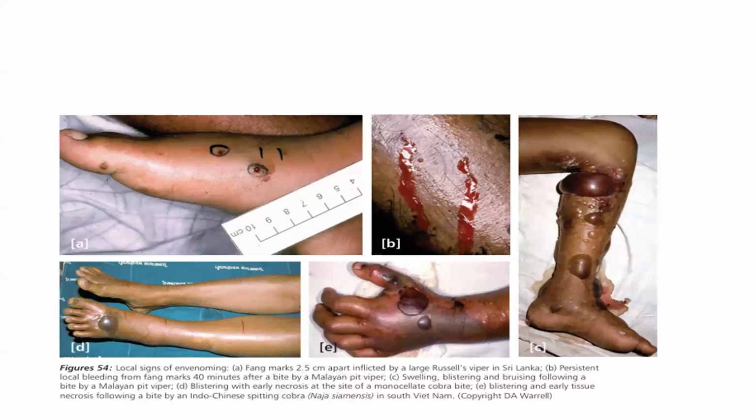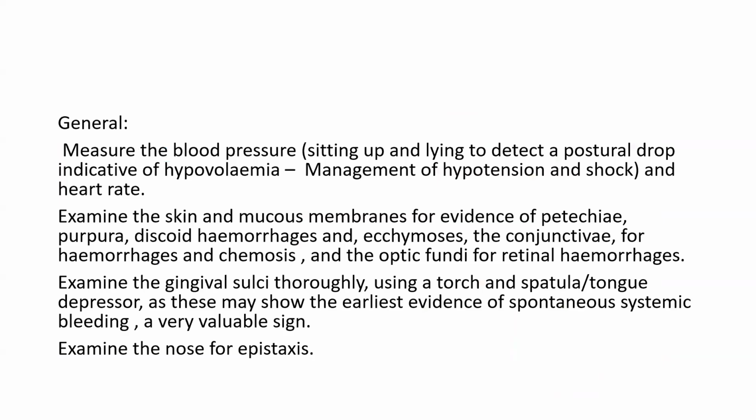So this is the picture of the local signs of envenoming. The first picture is of the fang marks. Second picture is of the persistent local bleeding. Third picture is showing the blistering. Fourth picture is of the cobra bite. And the fifth picture is also suggestive of the blister.